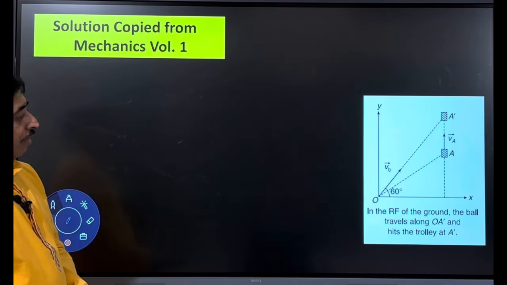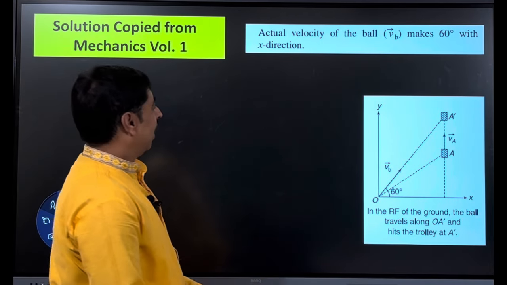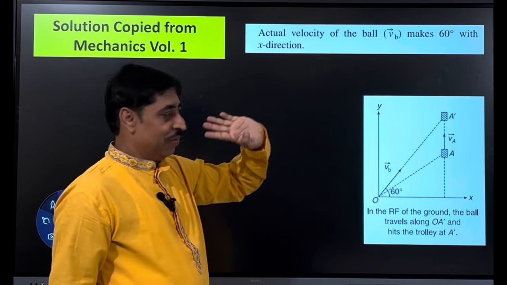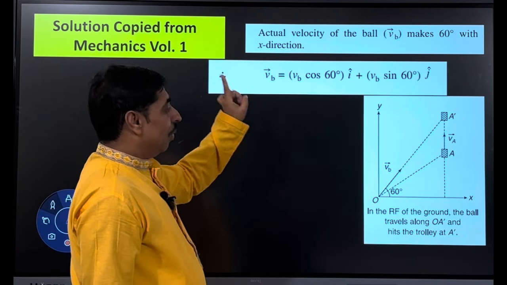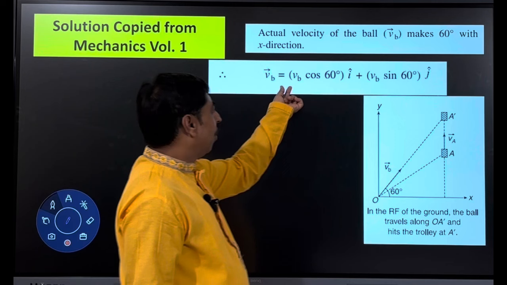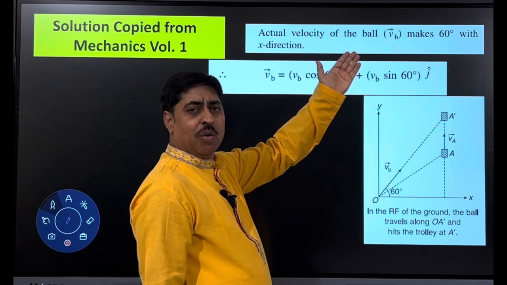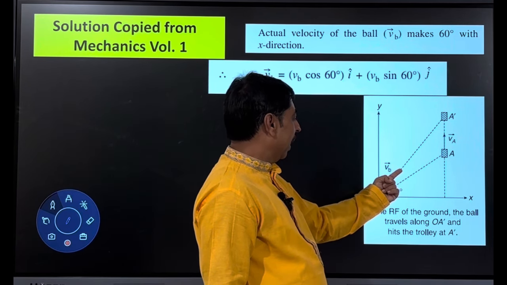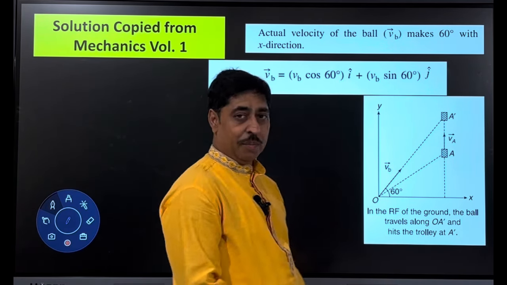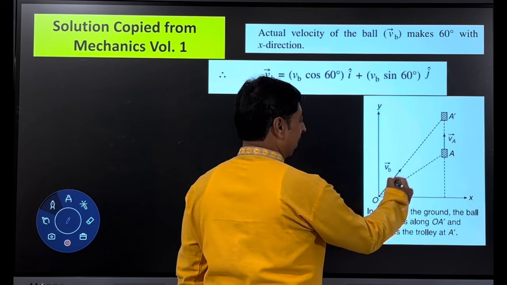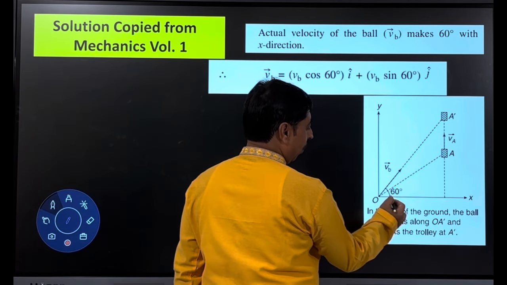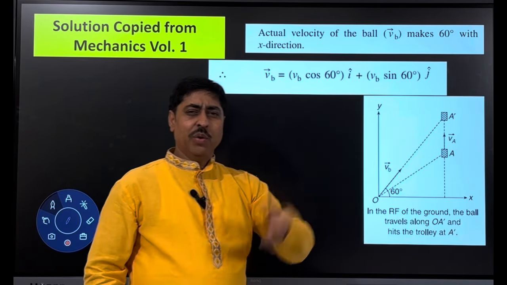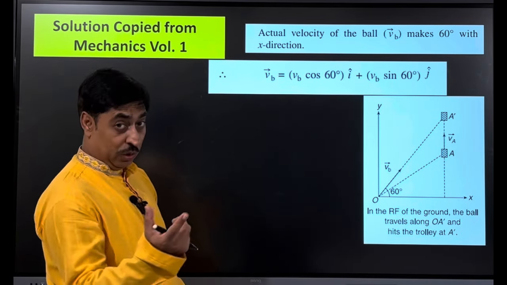Anyway, so it is the same diagram. I have copied it again. Actual velocity of the ball makes 60 degrees with the x direction. Yes, we have understood that. So if I assume that the speed of the ball is Vb, then in vector notation I can write this Vb as Vb cos 60 degrees i cap plus Vb sin 60 degrees j cap. The actual velocity of the ball in the reference frame of the ground is Vb cos 60 i, Vb sin 60 j. This is how you can put it using unit vectors i and j. This is the actual velocity of the ball.